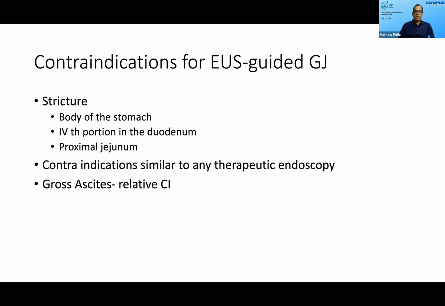What are the contraindications of EUS-guided GJ? As I told you, if the lesion is involving the body of the stomach, and the tumor is extending into the fourth portion of the duodenum or the proximal jejunum. It's similar to other contraindications for any therapeutic endoscopy. Ascites is not a contraindication anymore, because it's only a relative contraindication. Even if there is ascites, you can aspirate and then do the procedure.